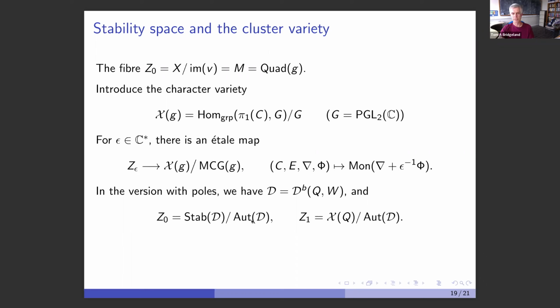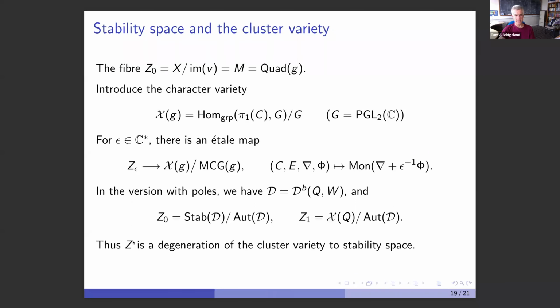But by work of Fock and Goncharov, the analog of the character variety in this setting is what's called the space of framed local systems. That's actually the cluster variety of this quiver Q. It's actually the same quiver that shows up, maybe not very surprisingly. So, what's this all about? Well, really what I should write here is the cluster modular group, but that is induced by an action of this auto-equivalence group. So it's kind of reasonable to write it like this as well.